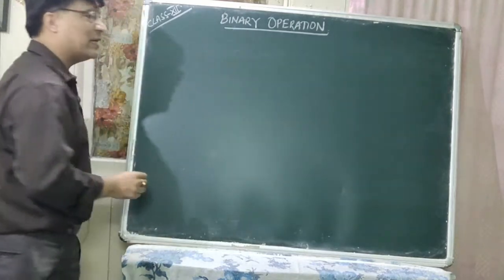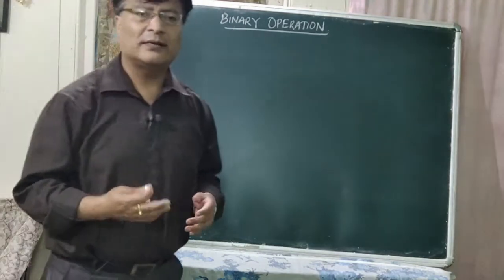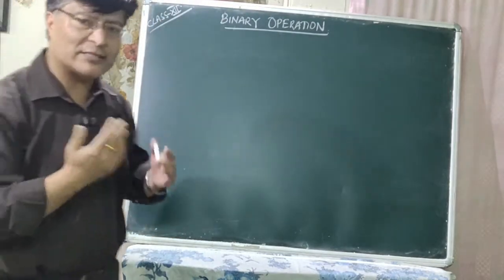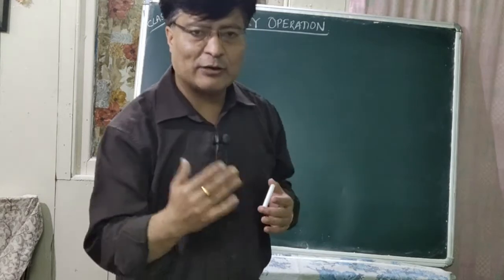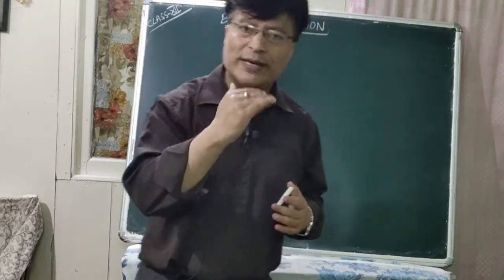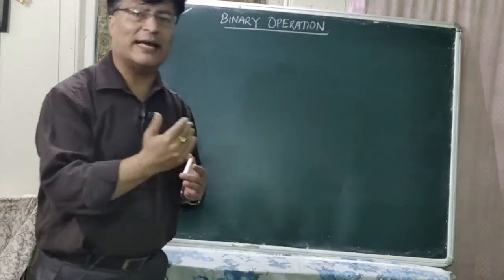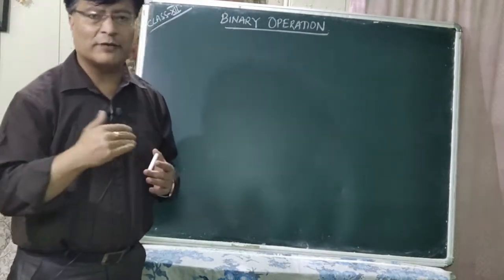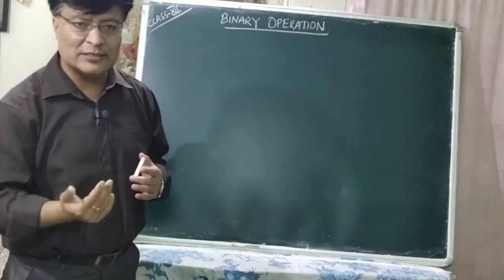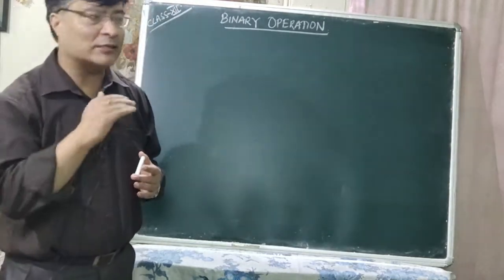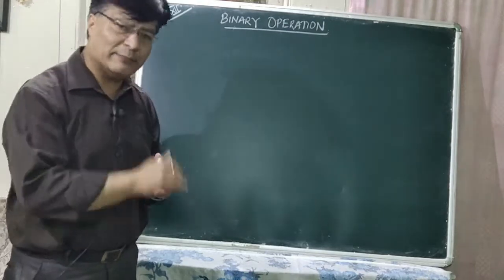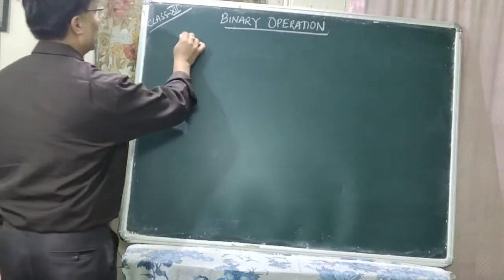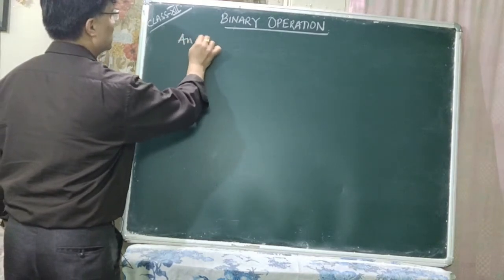So let us write down the binary operation. Let us take S as a non-empty set. Here S is a general set. Let S be a non-empty set. This set S may be the set of natural numbers, it may be the set of real numbers, it may be the set of integers, it may be the set of positive integers, it may be the set of negative integers, it may be the set of rational numbers, and so on.